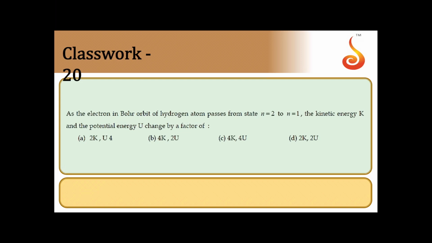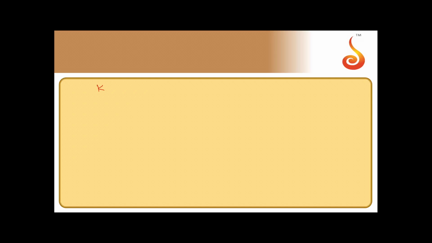So we know that kinetic energy is inversely proportional to n square. So if I call kinetic energy as K, K1 by K2 is equal to 2 square by 1 square, that is equal to 4. So K1 is equal to 4 K2.